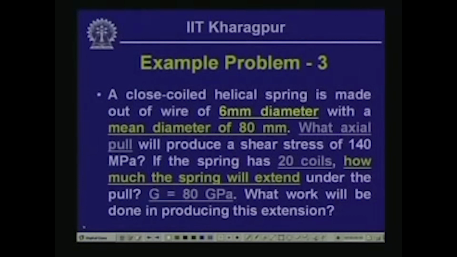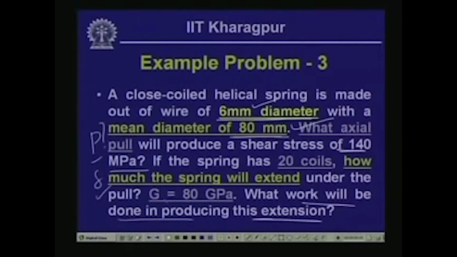Now, we have another example where a closed coiled helical spring is made out of wire of 6 millimeter diameter with a mean diameter of 80 millimeter. What axial pull will produce a shear stress of 140 megapascal? So, you will have to find out what axial pull you can apply, that means the value of P. If the spring has 20 coils or 20 turns, then how much will the spring extend under this pull, that means you will have to find the deformation delta, and what work will be done in producing this extension. The value of shear modulus G is given as 80 gigapascal.